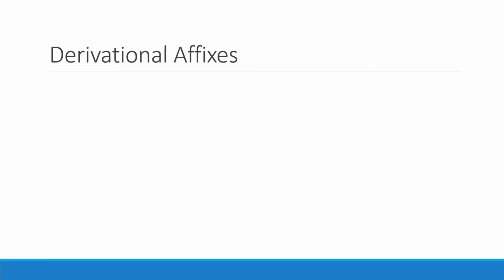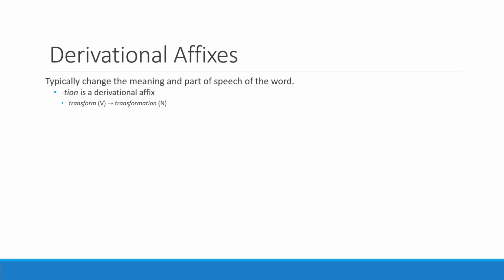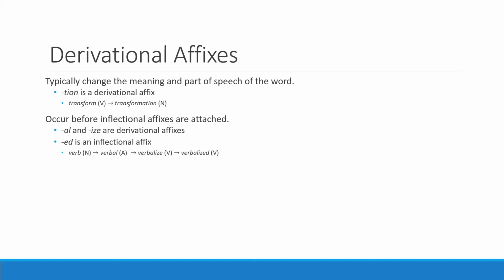So if it's not inflectional, it's derivational. Derivational affixes typically change the meaning or part of speech of the word. So shun is a derivational affix. Transform is a verb, and then it becomes transformation, which actually has 2 affixes on there, but it changes to a noun. Derivational affixes occur before inflectional affixes are attached. So al and ize are derivational affixes, and ed is an inflectional affix.